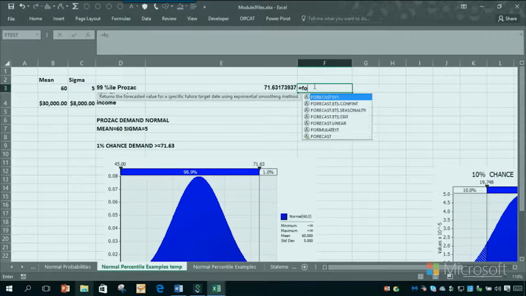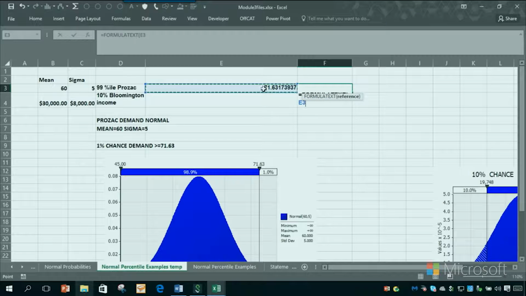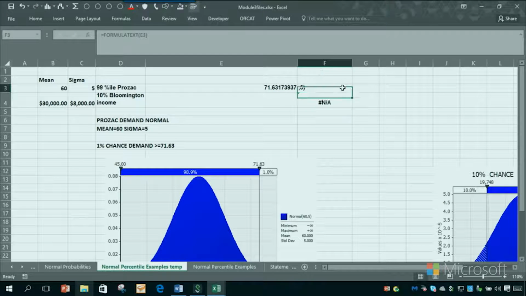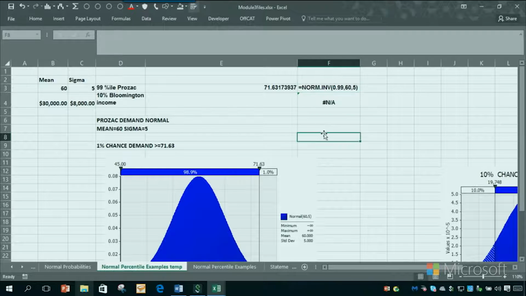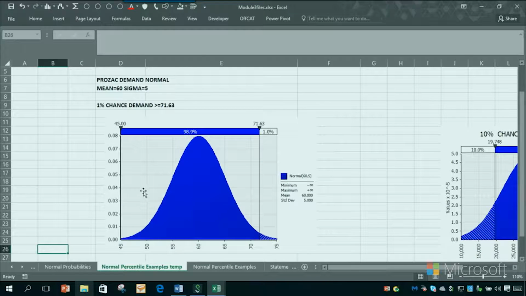Okay, now again we have a picture for this. Let's show you that formula. There we go. So the 99th percentile with a mean of 60 and standard deviation of 5, let's look down here. The mean is 60, you can see that's where the normal distribution peaks. The standard deviation is 5, so most of it's between 50 and 70. And if you go to 71.63, the area to the right of that is 1%. The area to the left of it is 99%. So that means that's the 99th percentile.